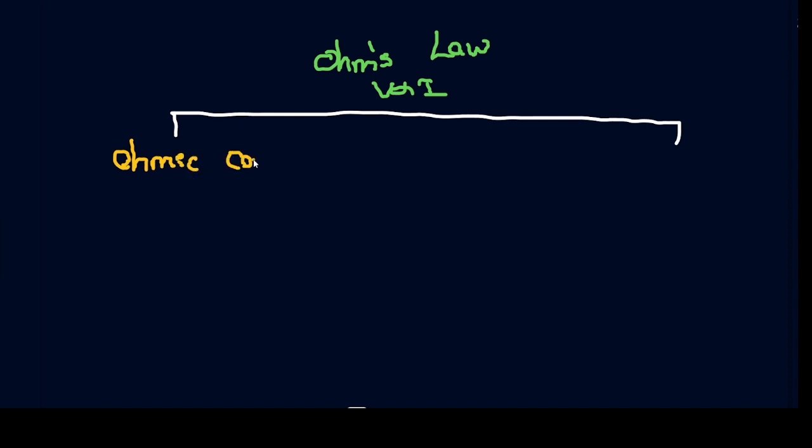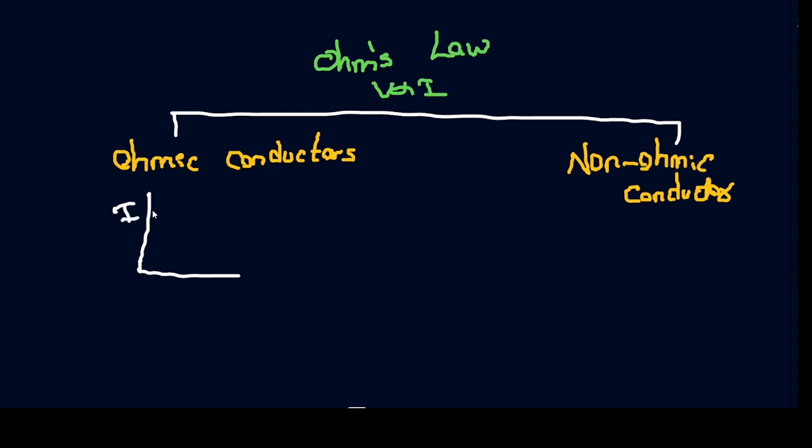Okay, ohmic conductors. And the materials which do not obey Ohm's law are known as non-ohmic conductors, right? If I draw the graph between current and voltage for these two cases, I'll get a graph like this for Ohm's law. It is I and it is V. On the x-axis I have considered all the voltage values, on the y-axis I have taken all the current values, right? Now I'll get a graph like this for ohmic conductors.